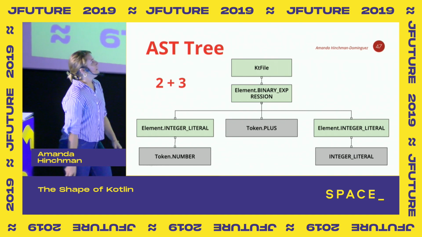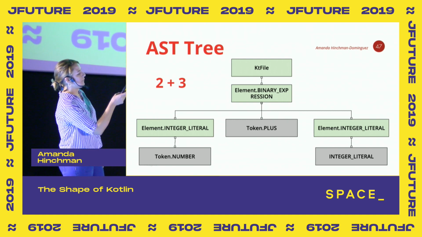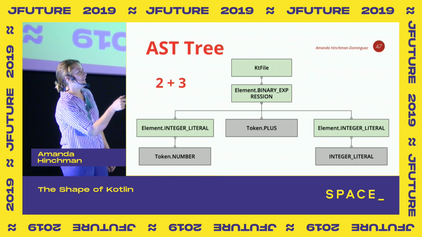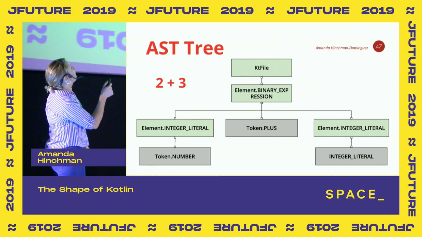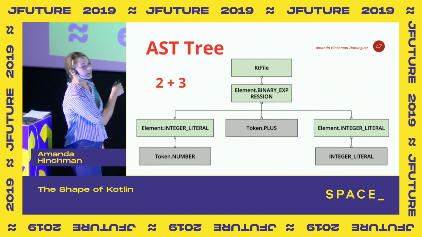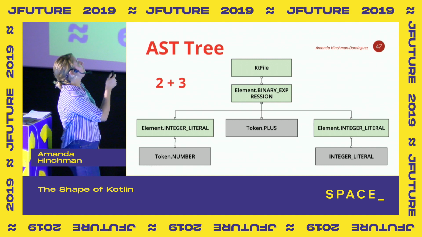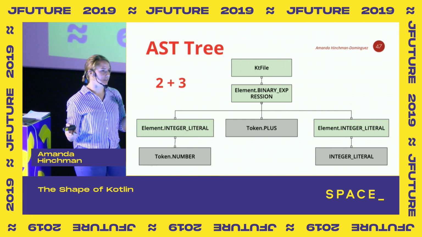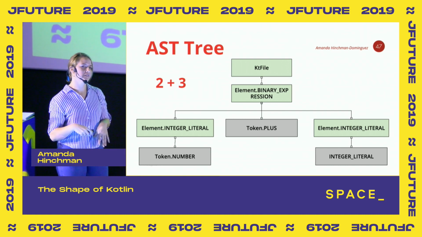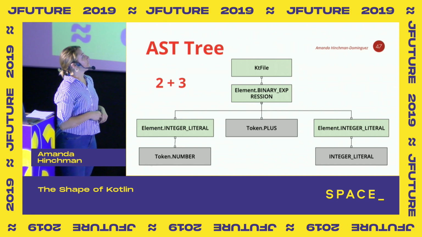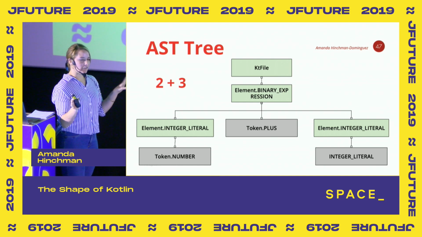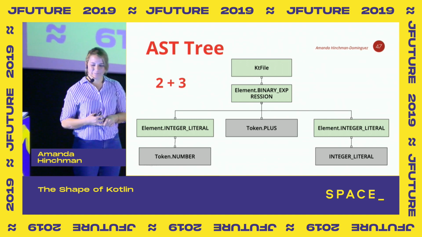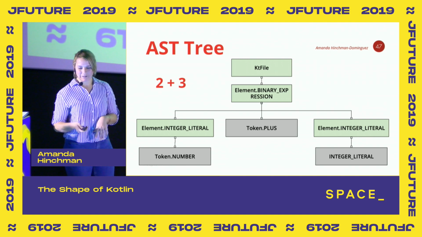Here's an AST tree, and the top of the node is usually your element, actually file. You have your binary expression, and this is kind of fun because there are different kinds of binary expressions. You could have 2 plus 3, but you could also have something equals something else. It could be lots of different things. So there are lots of forms of binary expressions, lots of forms of expressions. It's really interesting to see what you'd come up with.